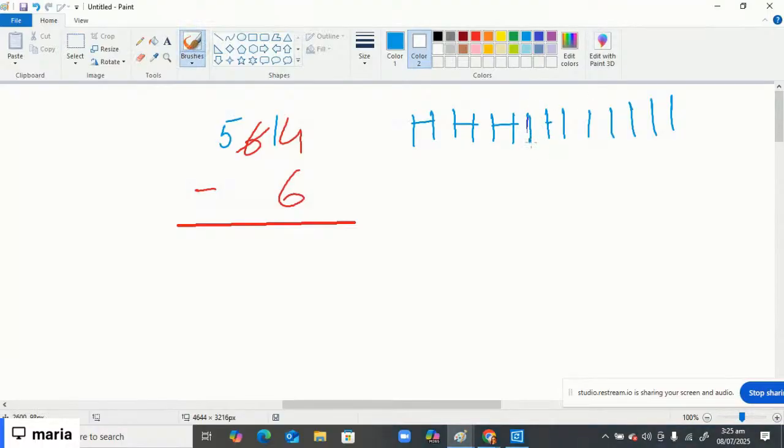Yes, it's 6. 2, 4, 6. How many are left? 1, 2, 3, 4, 5, 6, 7, and 8. 8 lines are left. So just put 8 here, and your 5 stays as it is. So this becomes 58.